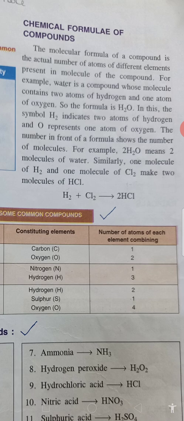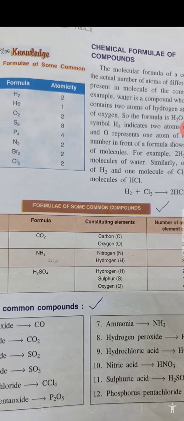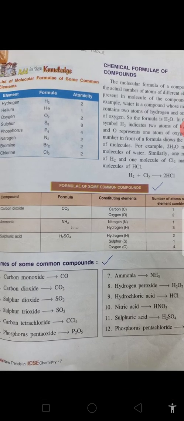So the formula of water is H2O. In this, the symbol H2 indicates two atoms of hydrogen and O represents one atom of oxygen. The number in front of a formula shows the number of molecules. For example, if we write 2H2O, then it means two molecules of water. Similarly, one molecule of H2 and one molecule of chlorine make two molecules of HCl. If we combine hydrogen H2 and chlorine, it makes 2HCl, that is two molecules of hydrochloric acid or HCl.